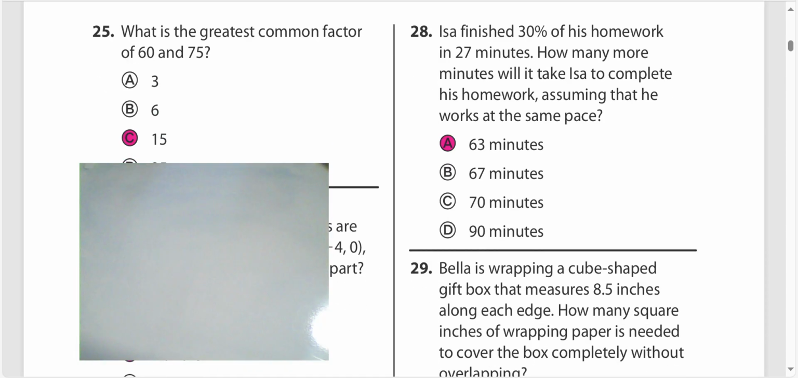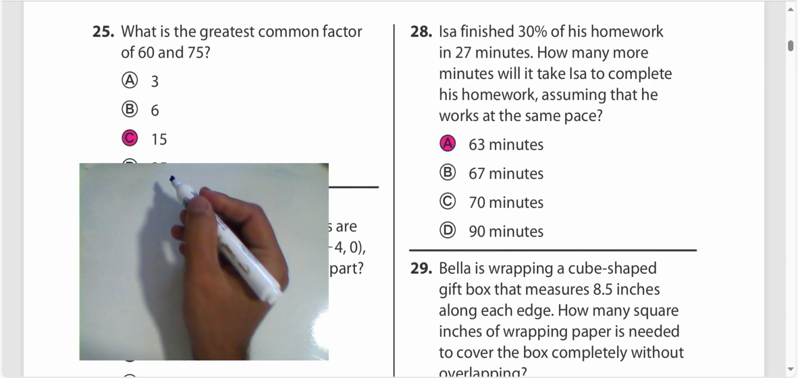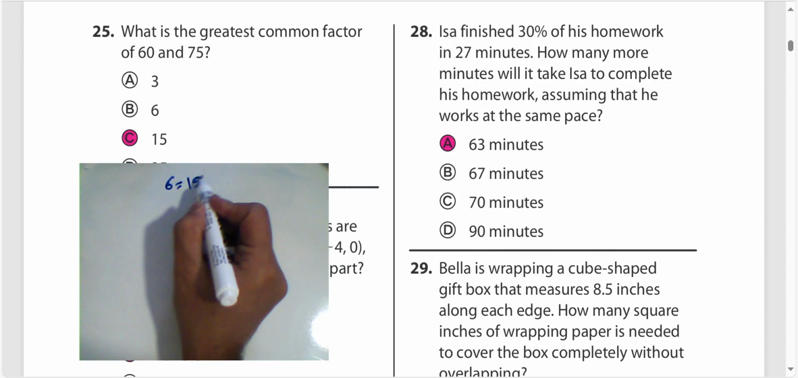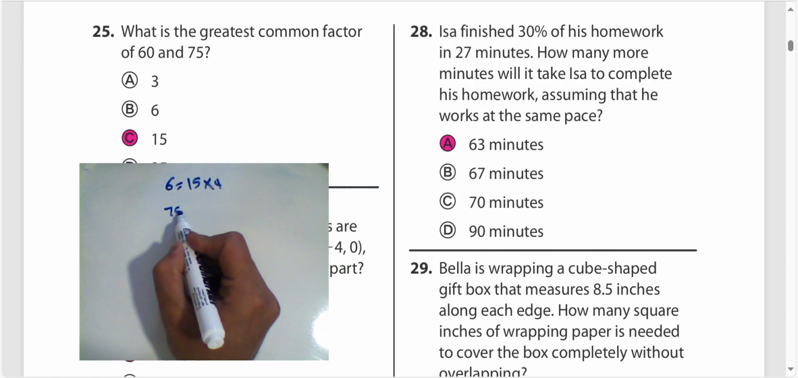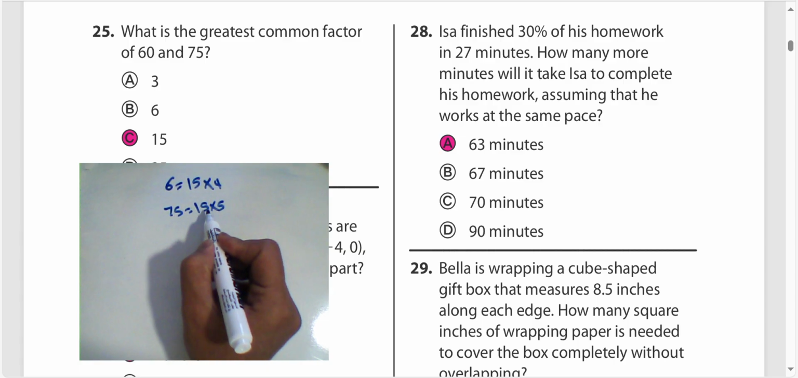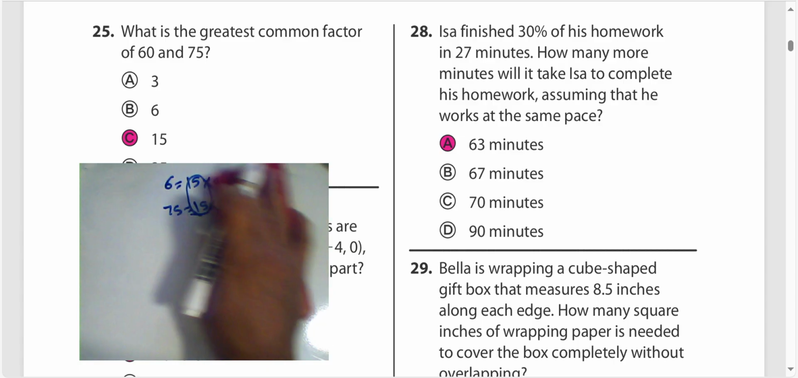What is the greatest common factor of 60 and 75? We know 60 equals 15 times 4, and 75 equals 15 times 5. Then the greatest common factor between them equals 15.